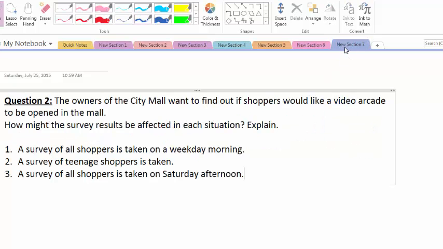Let's see another example. Question number 2. The owners of the city mall want to find out if shoppers would like a video arcade to be opened in the mall. How might the survey results be affected in each situation, and explain. So let's see the first situation. A survey of all shoppers is taken on a weekday morning. Again, I'm going to leave you for a few seconds to search for the keyword.